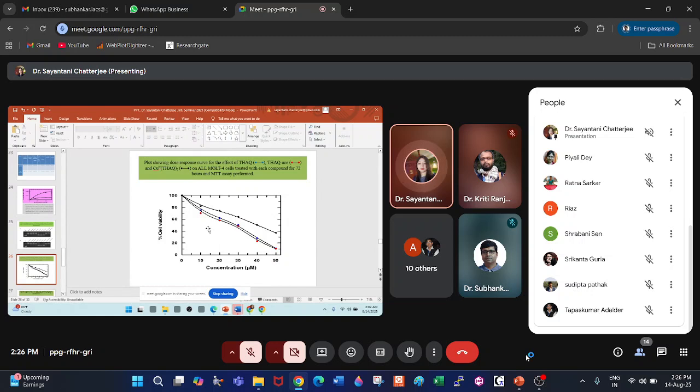Now, an MTT assay was performed using THAQ and the metal complex of quinalizarin on acute lymphoblastic leukemia MOLT-4 cells, and results suggest that THAQ is performing better than its copper complex. And as we can see, the blue one is THAQ, and the black one is the copper THAQ complex.